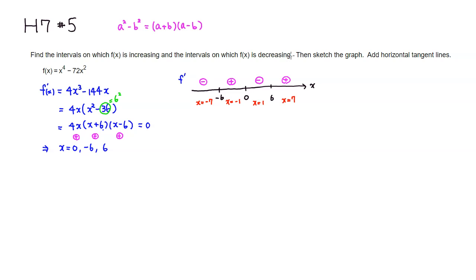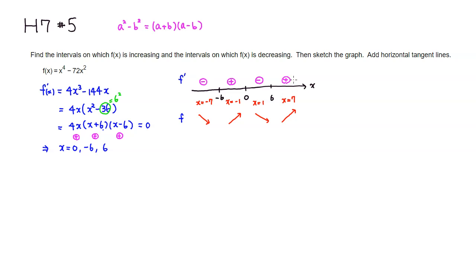So we know what the graph is going to do. If you look at the shape of the original function f, since the derivative is negative, it's decreasing here, positive means increasing here, negative means decreasing on that interval, and increasing on that interval. So it's decreasing on this interval and that interval, and increasing on this interval and that interval.